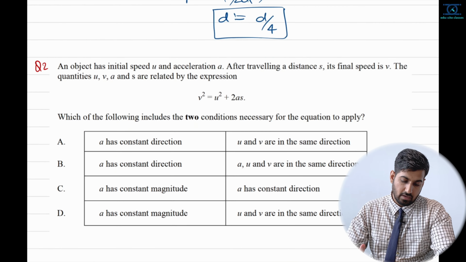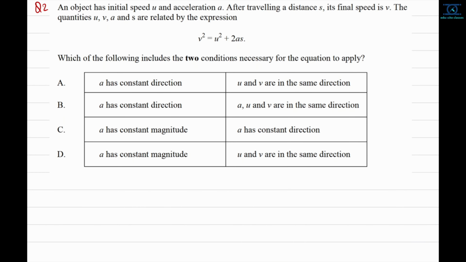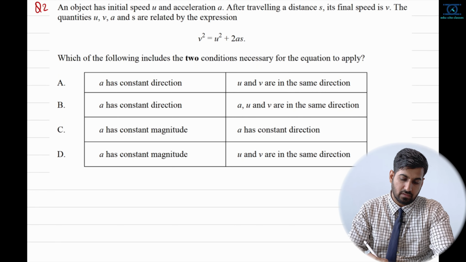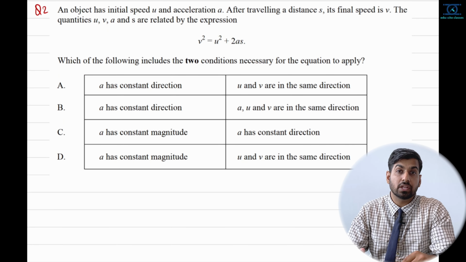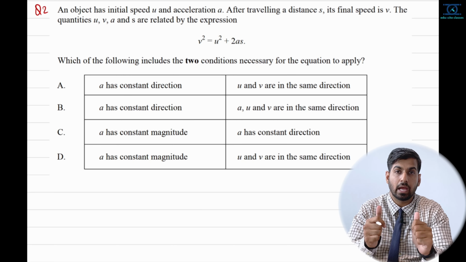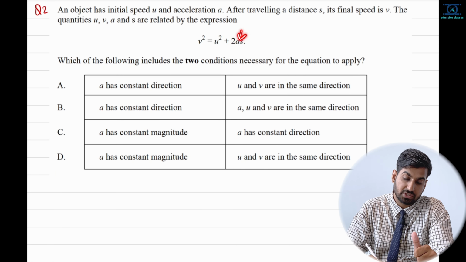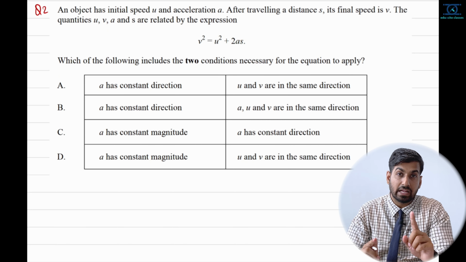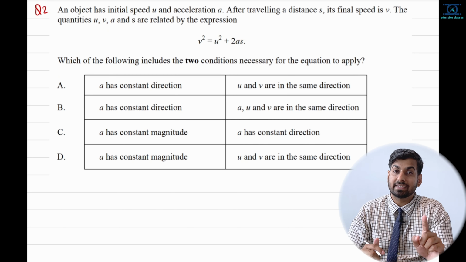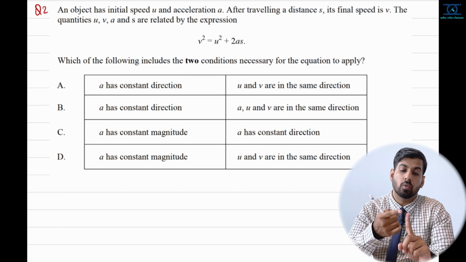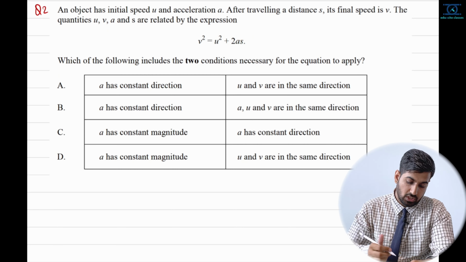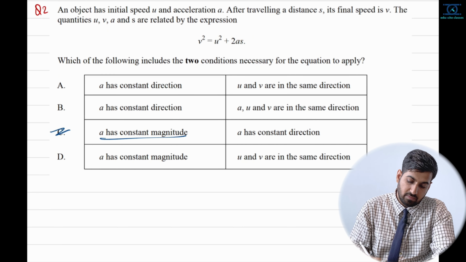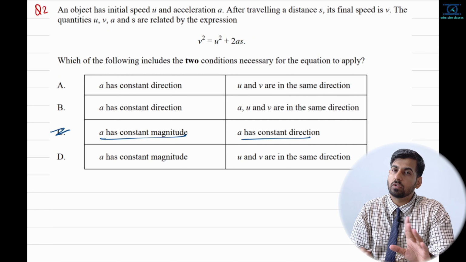Now pause for question number 2. Make sure that whenever you are using the SUVAT equations, these equations are only and only applicable when your acceleration is constant. Now acceleration is a vector quantity. When I say acceleration is constant, I mean that both the magnitude and the direction should not change. So only option C, constant magnitude, constant direction. The rest are all incorrect, right?